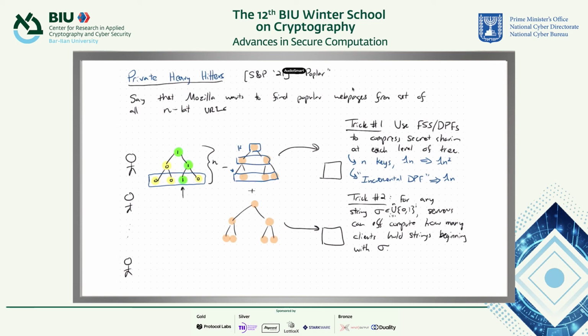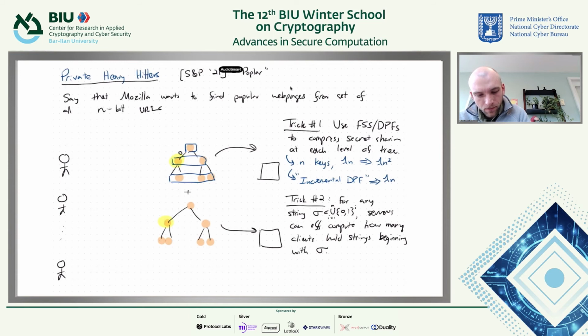And the way the servers do it is, the servers are holding these DPF keys, 1 from each client. If they want to know how many clients have strings that begin with this prefix, so I guess that begin with prefix 0, because this is the 0 index in the tree, they can evaluate their DPF keys to get the value of this node for each of the clients. And then they publish the sum of those shares. And that will tell them how many clients have a string beginning with sigma, for any sigma.